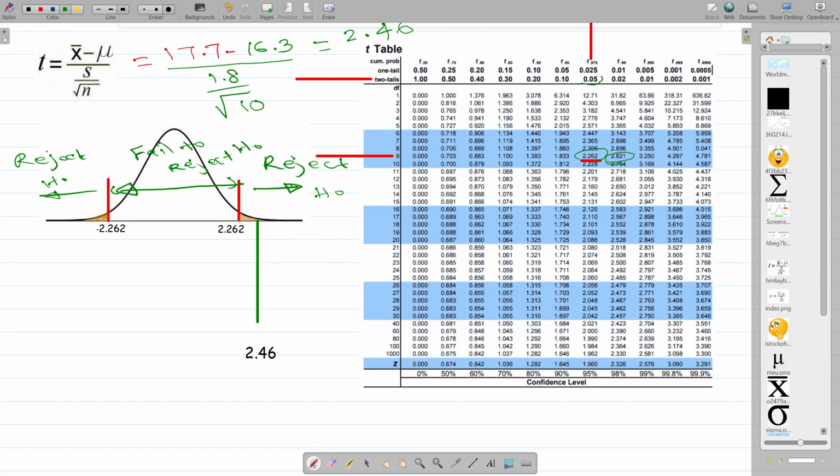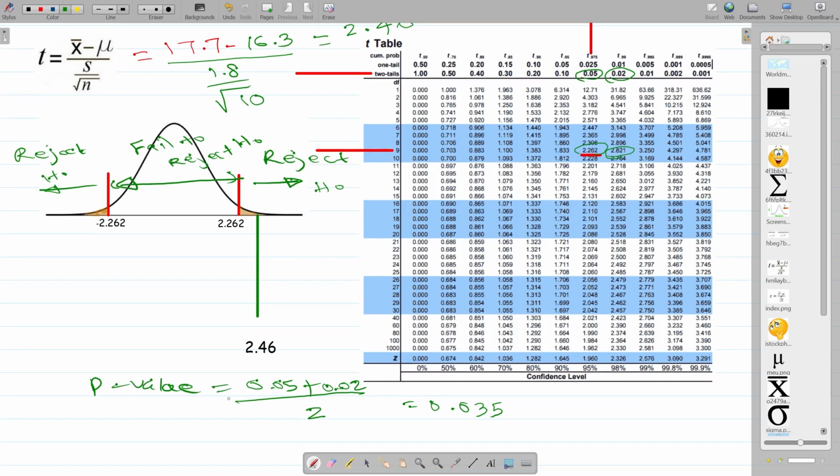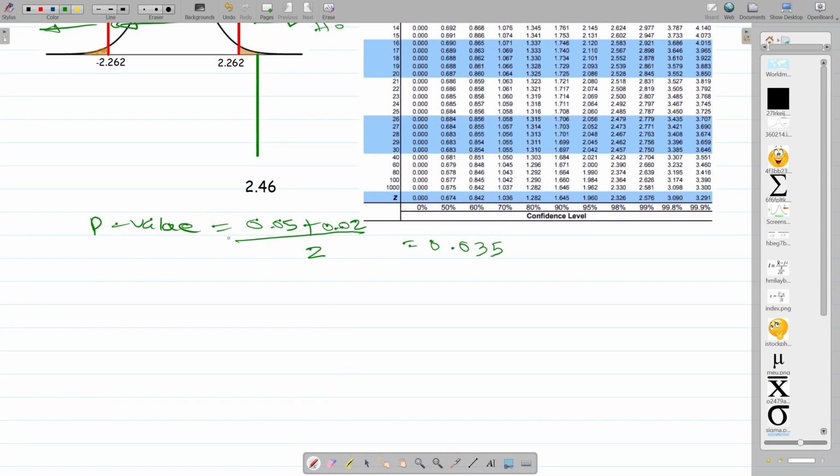Go to the two tails values. Those are 0.05 and 0.02. So the p-value is equal to 0.05 plus 0.02 divided by 2. Why we divide by 2 is because we consider that 2.46 is midway between 2.262 and 2.821. So that value is 0.035.